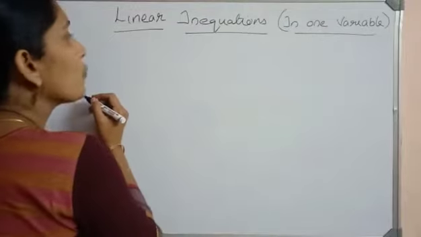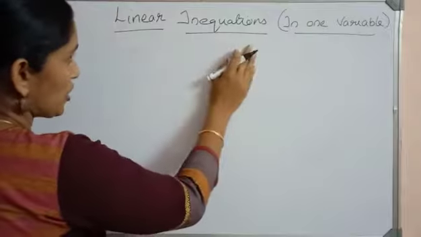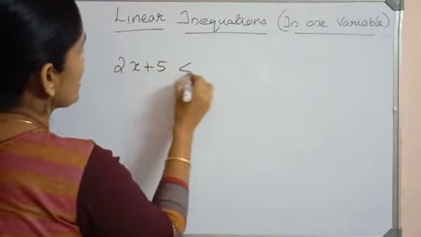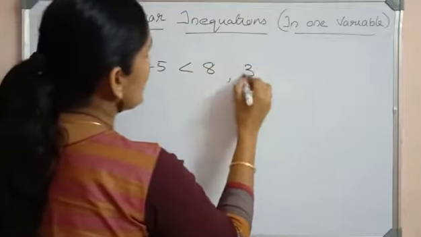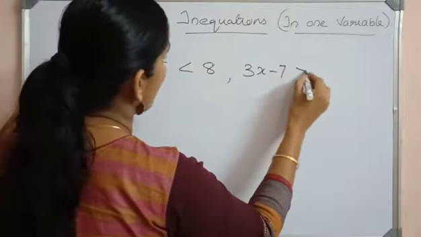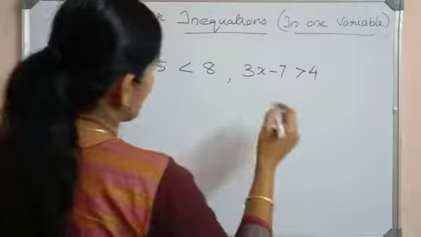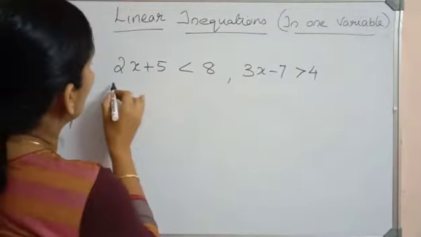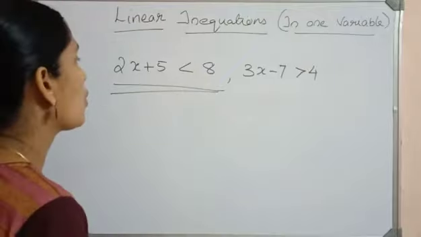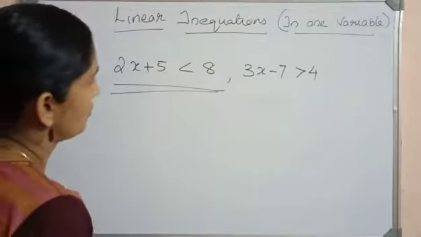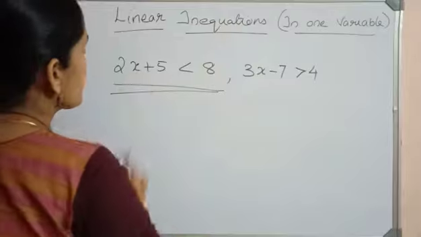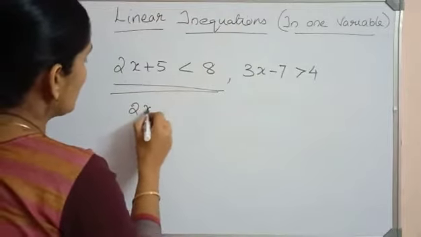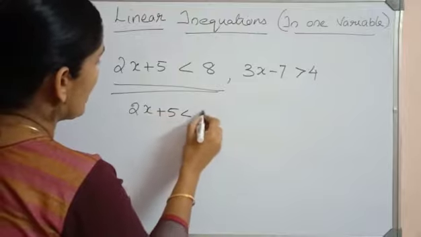Now let's consider a few examples of linear inequations in one variable. 2x plus 5 less than 8, 3x minus 7 greater than 4, etc. are examples of linear inequations. Now we can see how to solve linear inequations algebraically. Consider the first question itself: 2x plus 5 less than 8.